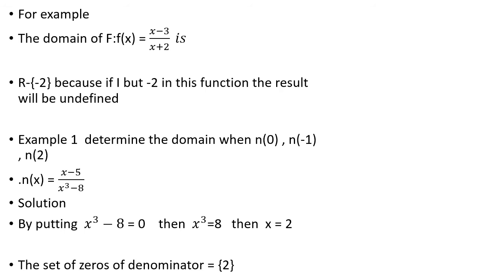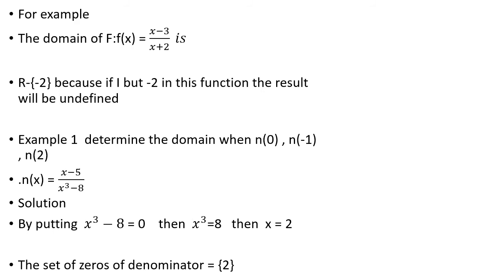For this function, we use substitution for 0, negative 1 and negative 2. So we can get n of 2 not getting a value, but for 0 and negative 1 we have a value.